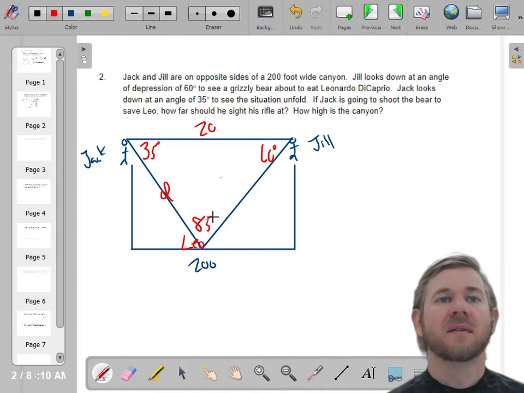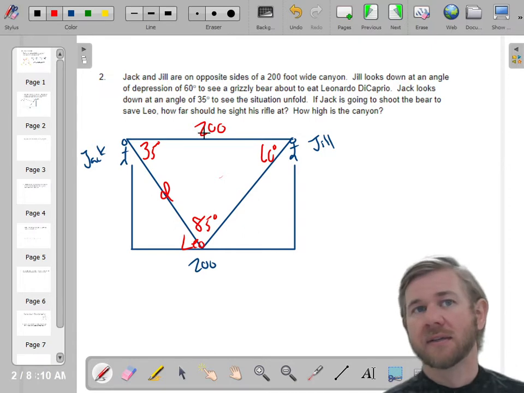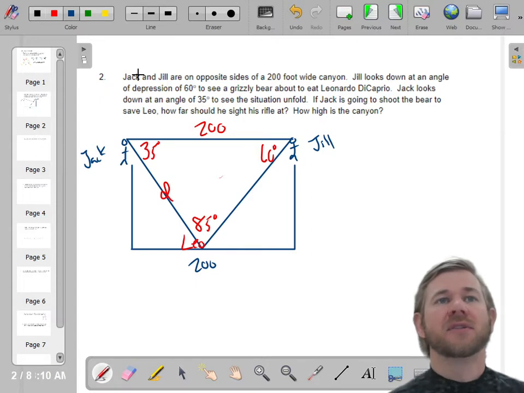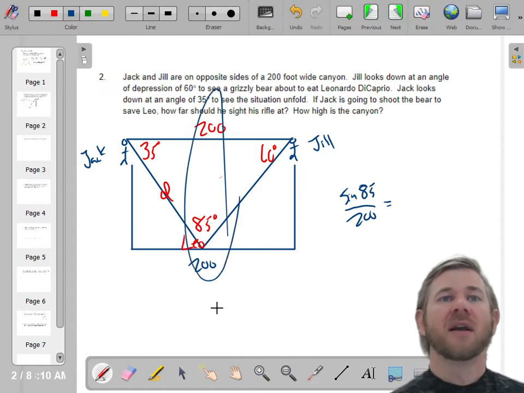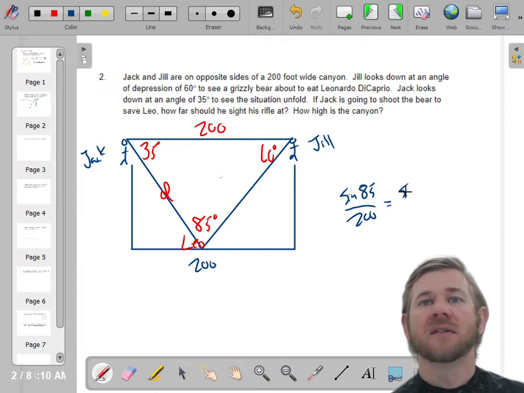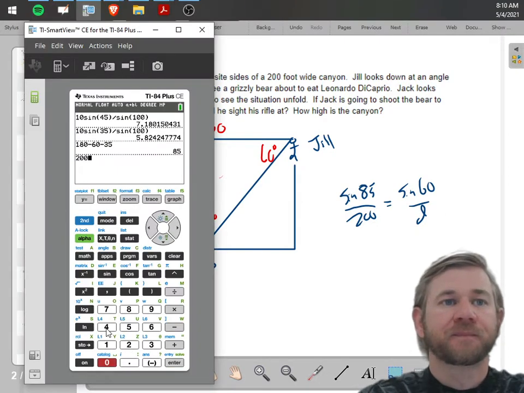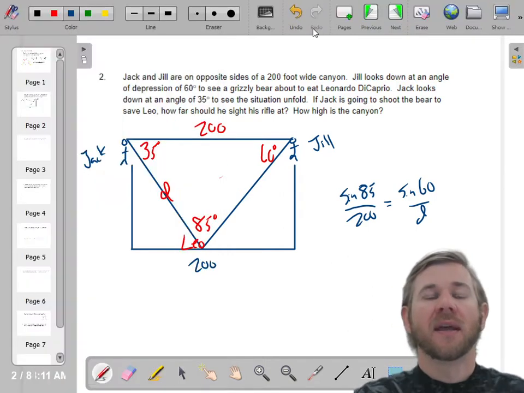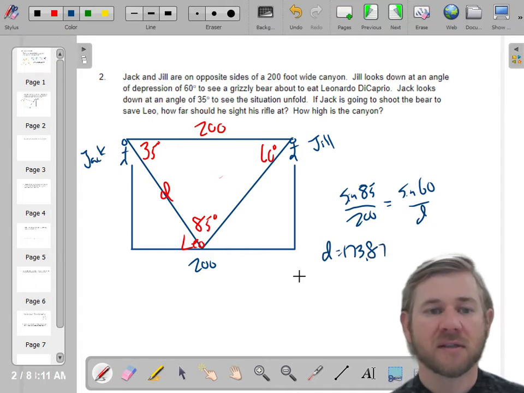85 right here. And I have now, let's see, angle, angle, side, which means I can do law of sines. And I'm trying to find the distance here. So I will say the sine of 85 over 200, there's my angle, side pair, is the sine of 60 over my distance. So I can find that pretty quick. I will do 200 sine of 60 divided by the sine of 85. And get the distance is 173.87. And I'll come back and answer the question better in a second.